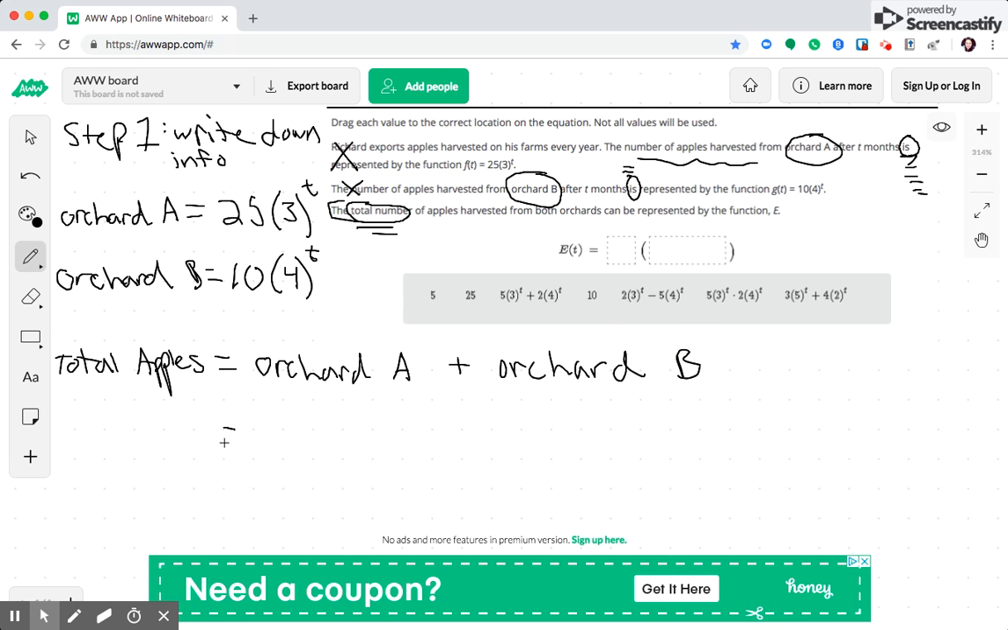Now we're just going to plug in these things. What do we know about orchard A? Well, we know it equals 25 times 3 to the t power. So let's just plug that in: 25 times 3 to the t power plus orchard B. What do we know about orchard B? We know it equals 10 times 4 to the t power. Okay, so we have our total number of apples expression. Sweet.